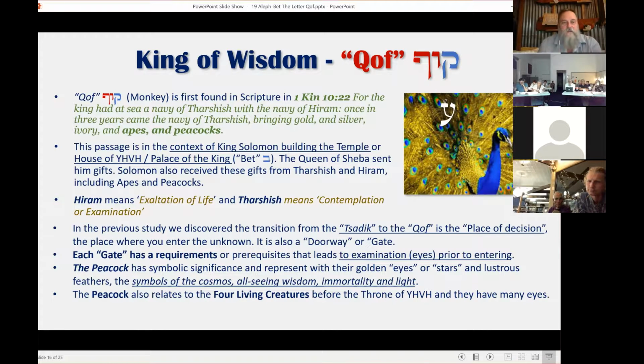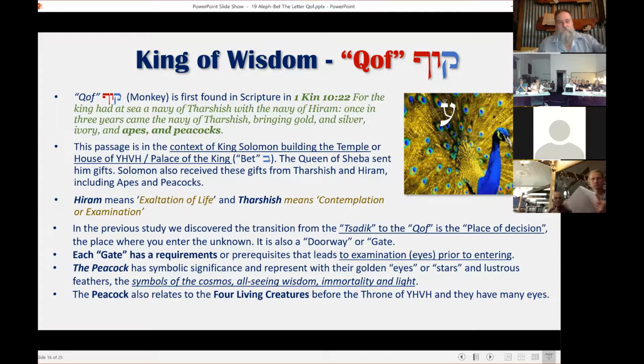Now, the context of this passage is in relation to Solomon building the temple, which is the house or the palace of the king. And that correlates with the letter Bet that we looked at. And the word Hiram, which is one of the places where the apes or the monkeys and the peacocks came from, means exaltation of life. It has to do with elevation. And Tarshish means contemplation or examination. So it's a place of decision. It's also a place where you're examined to take that next step.